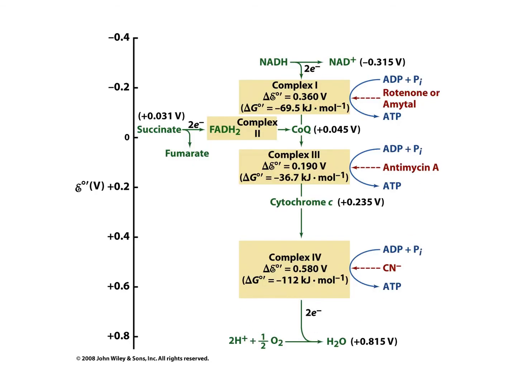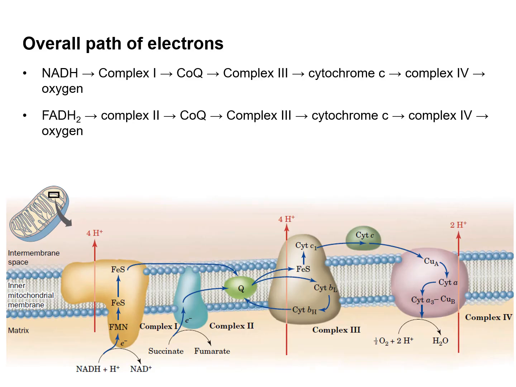And this graph shows the E naught prime of the different components of the electron transport chain from complex 1 to complex 4, and also shows how the electrons move. And then we talked about complex 1, 2, 3, and 4, as well as coenzyme Q and cytochrome C, which are all critical components of the electron transport chain. So you must know what events are happening there for transferring the electrons within the complex as well as between the complexes.